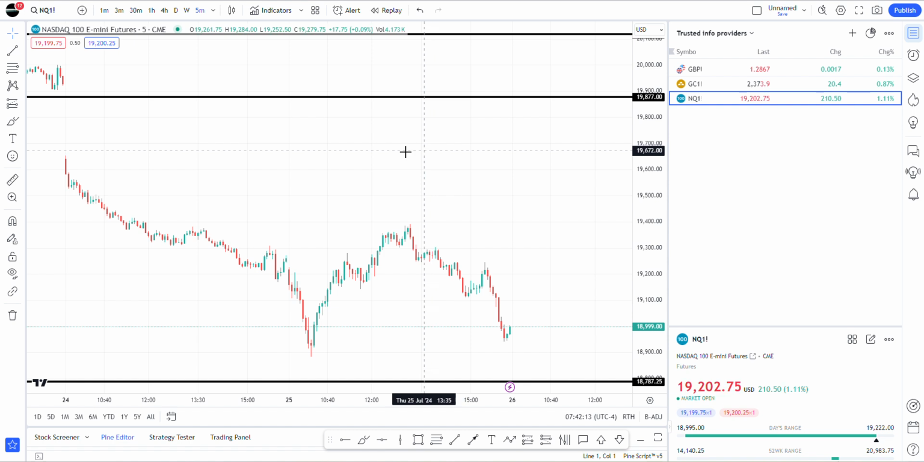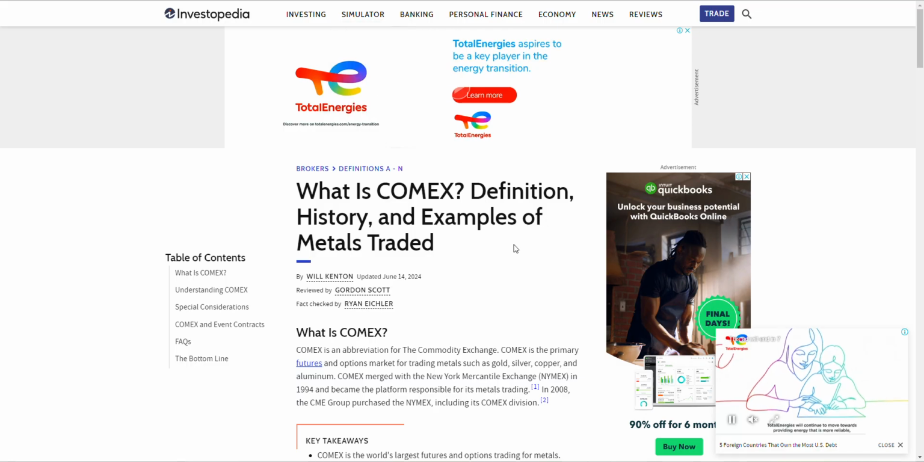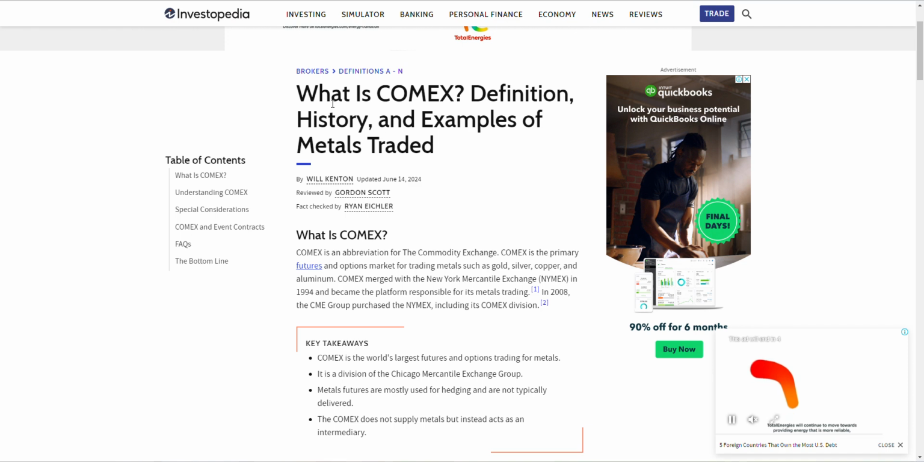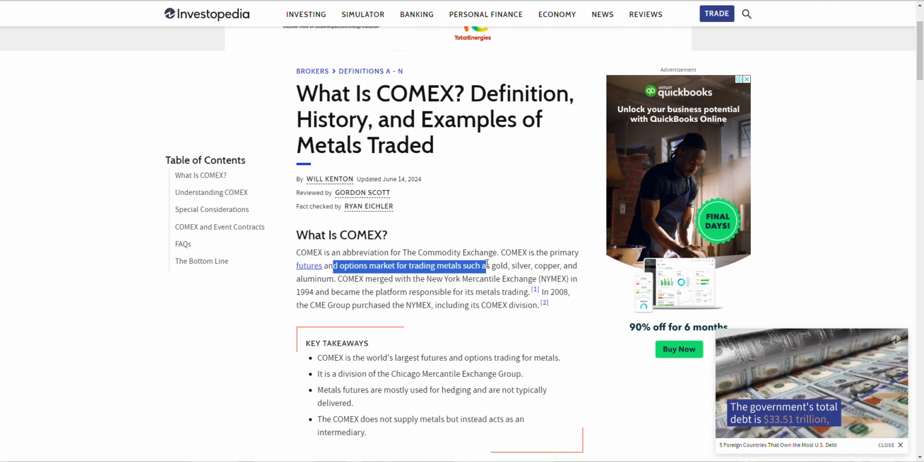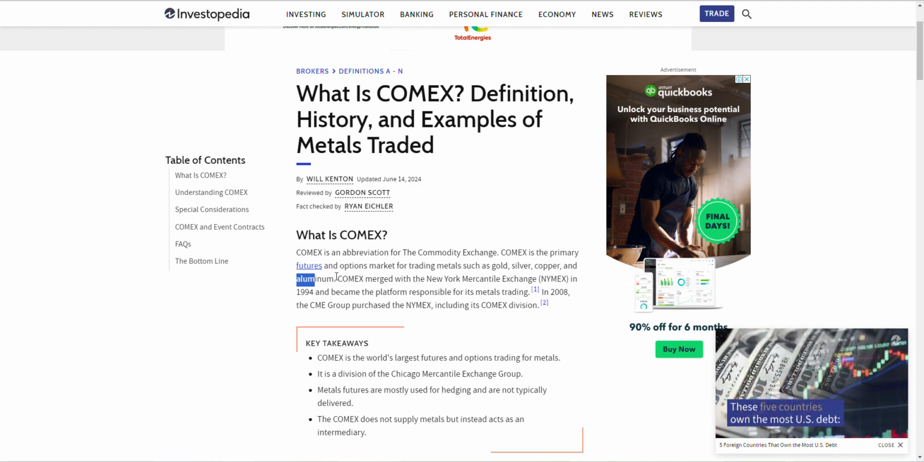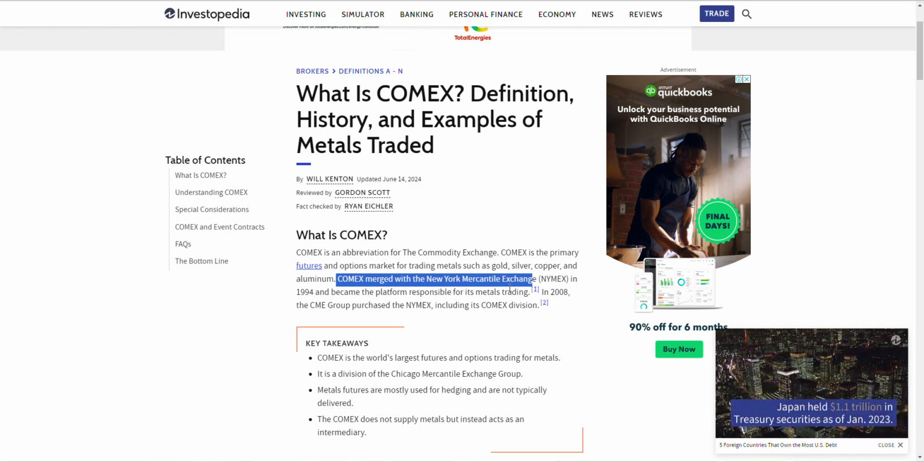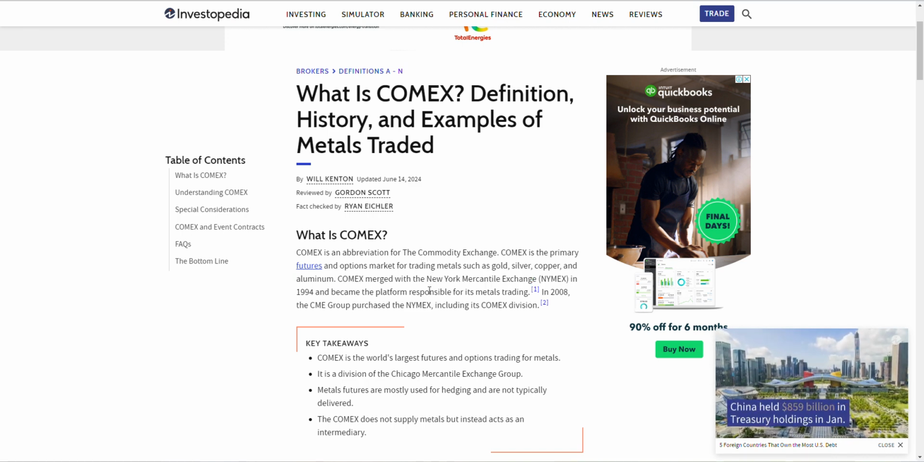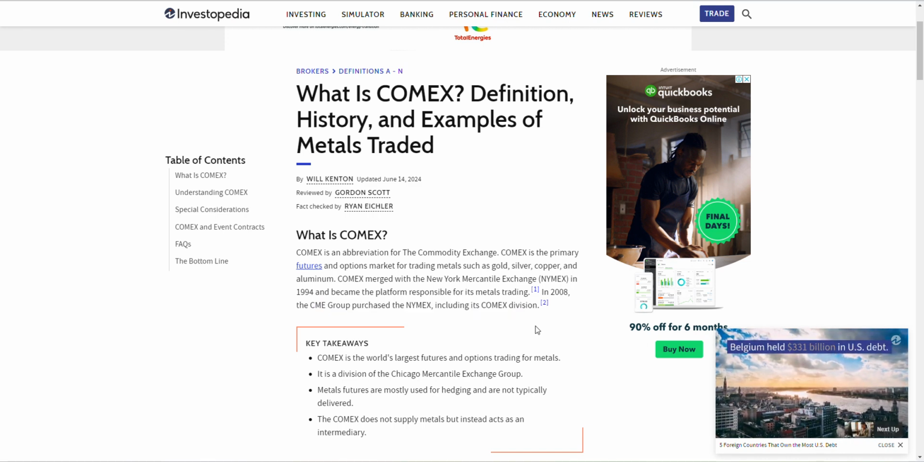For indices and other futures, well, let me just hide all of this. You want to use CME Group. Oh, what is COMEX? COMEX is an abbreviation for Commodity Exchange, primary futures and options market for trading metals such as gold, silver, and aluminium or aluminum. COMEX merged with the New York Mercantile Exchange, NYMEX, in 1994, and became responsible for its metals trading. In 2008 CME Group purchased NYMEX, including the COMEX division.